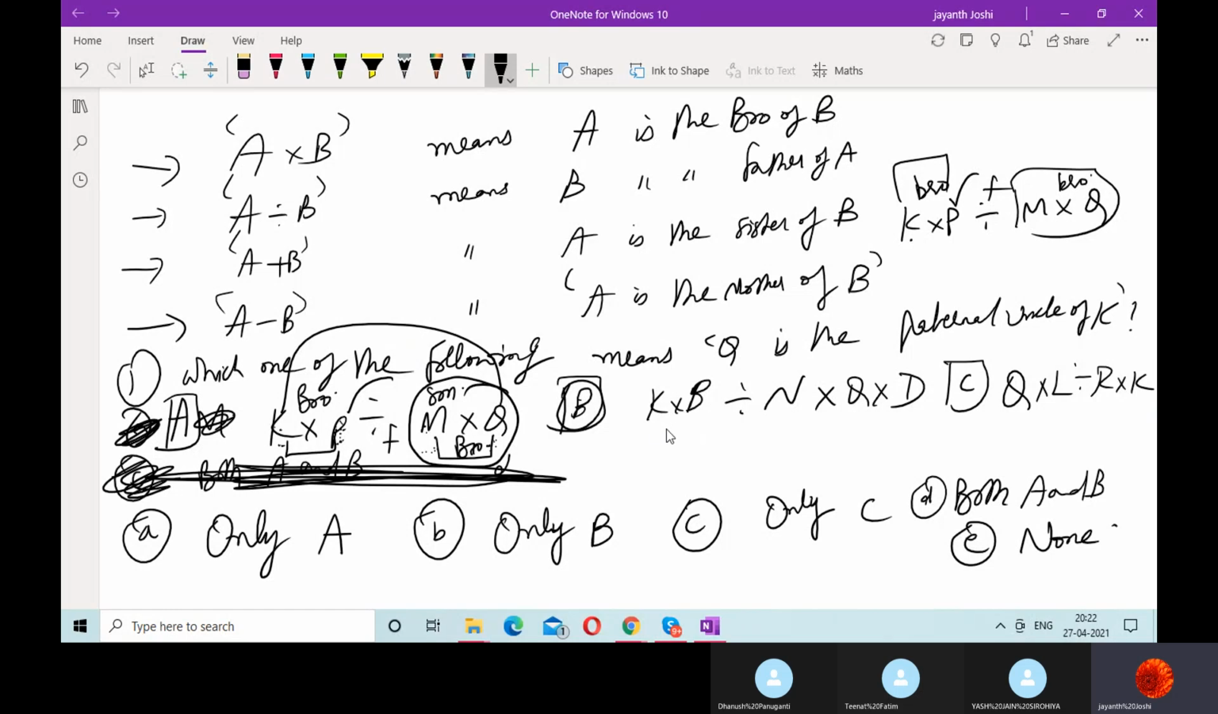Now K is the brother of B, and B is the father of N. Father of N. And N is the brother of Q. Brother of Q. So these two are brothers. Hello. Yes, sir. Okay.